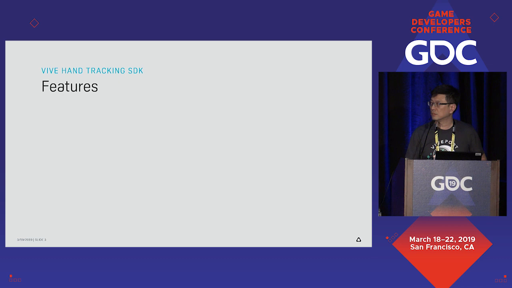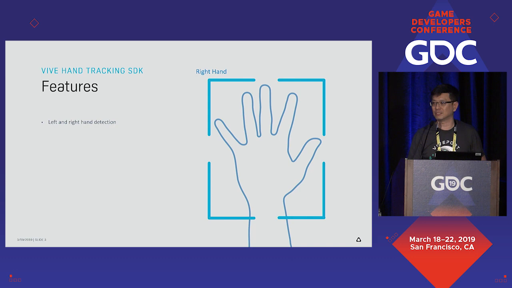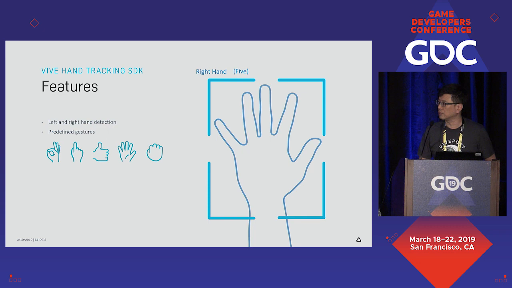The SDK gets camera images from devices and provides the hand position and the gesture type. You can know how many hands are detected, whether they are left or right. We also provide a predefined gesture set for each hand. Now we support 5 gestures. They are okay, pointing, thumbs up, 5, and a fist.